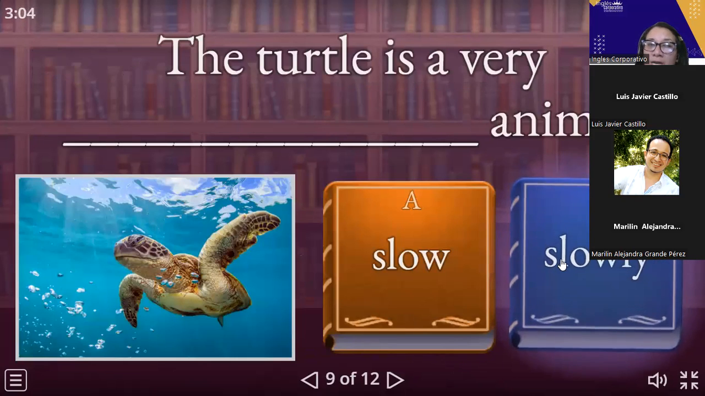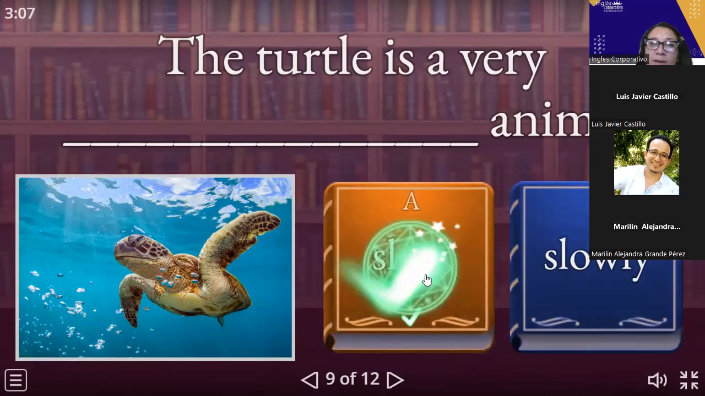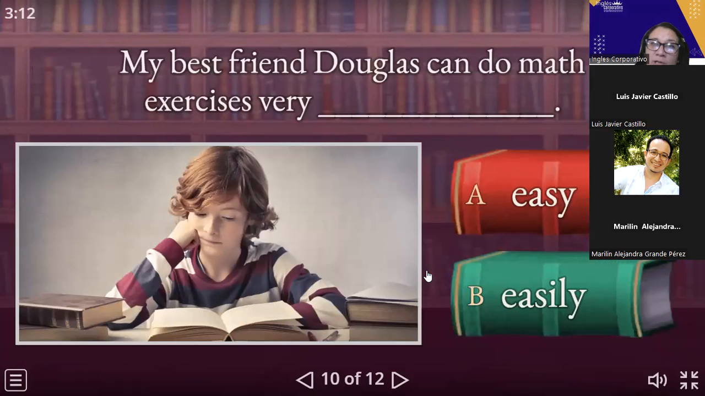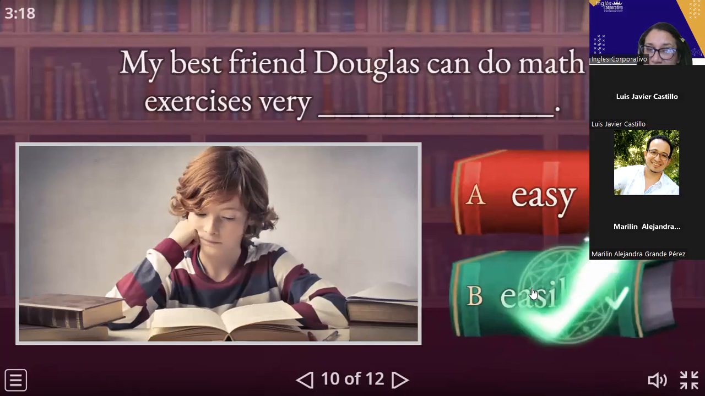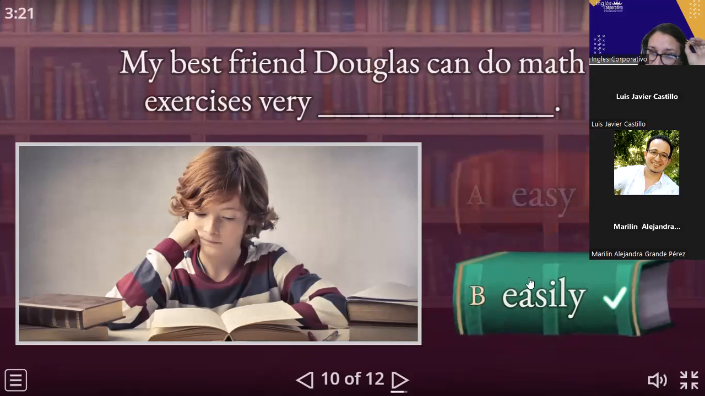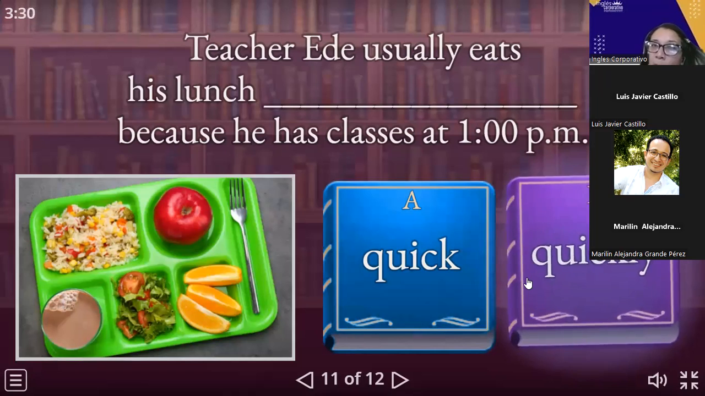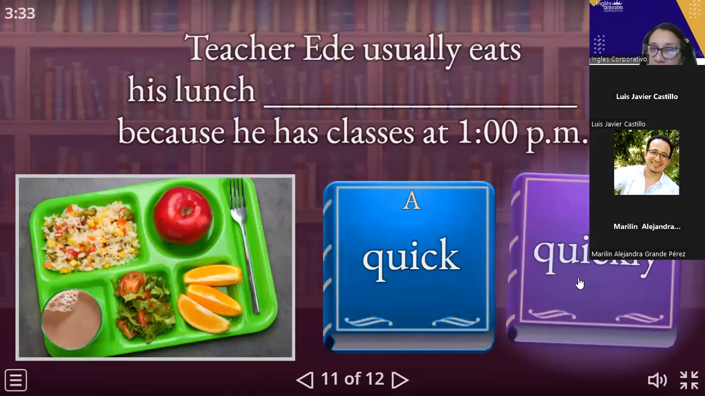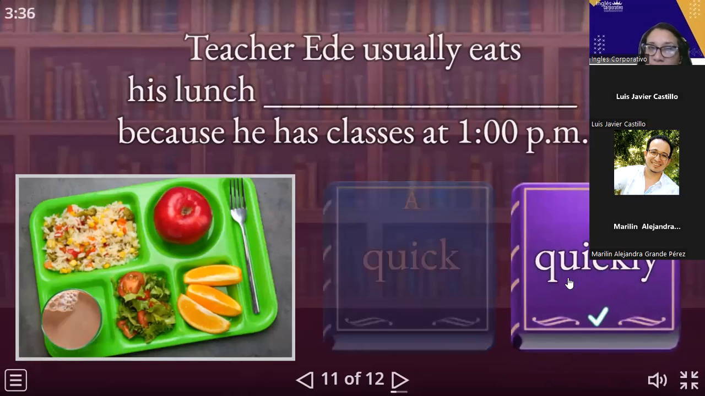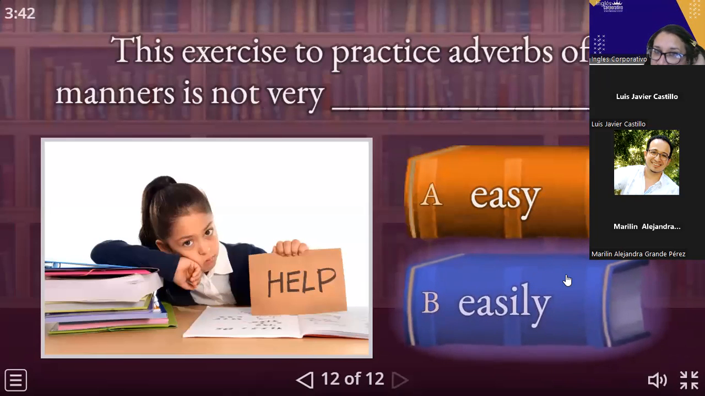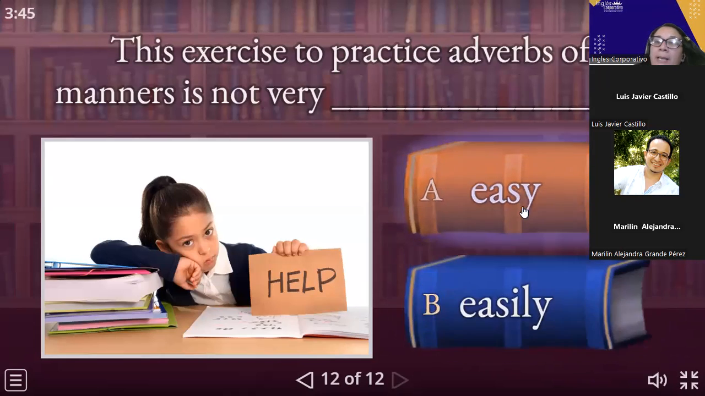And the turtle is a very slow animal. Slow animal. That's right. And my best friend Douglas can do math exercises very easily, because it's describing the way he does the exercises. Right. Teacher, he usually eats his lunch quickly. Quickly, because he has classes of one. This exercise to practice adverb manners is not very easy. Easy.